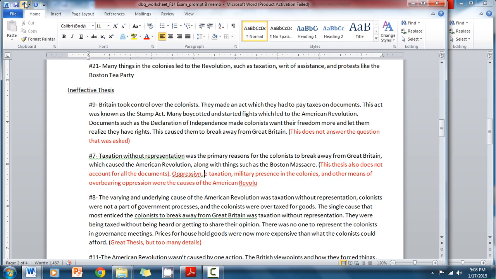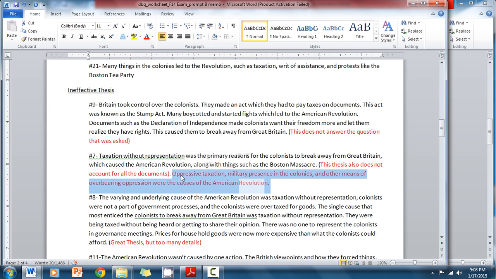So see how this thesis is much more direct. It references these events that you're hinting to in a much broader way. And the reason that you want the thesis to be so broad is so that in the body paragraphs you can talk about more events. You can extend the body paragraphs and it still aligns with the thesis.